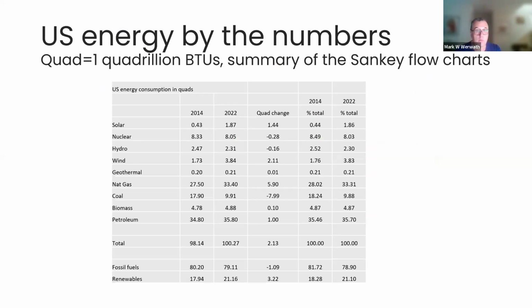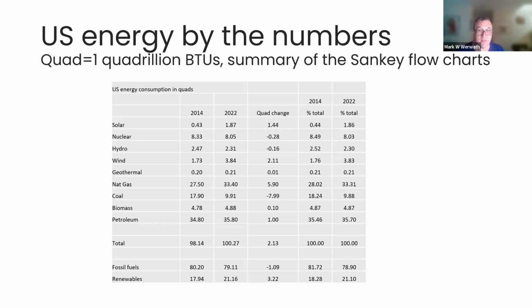Solar has gone up quite a bit. It used to be 0.4% of our total energy. Now it's close to 2%. So you could argue it quadrupled. Yes, quadrupled the penetration of solar. Nuclear, on the other hand, has gone down just a bit, right? So gone from 8.49 to 8.03% of our total, okay?